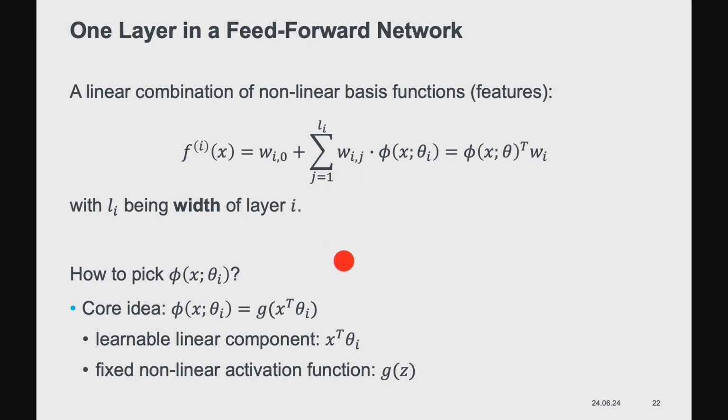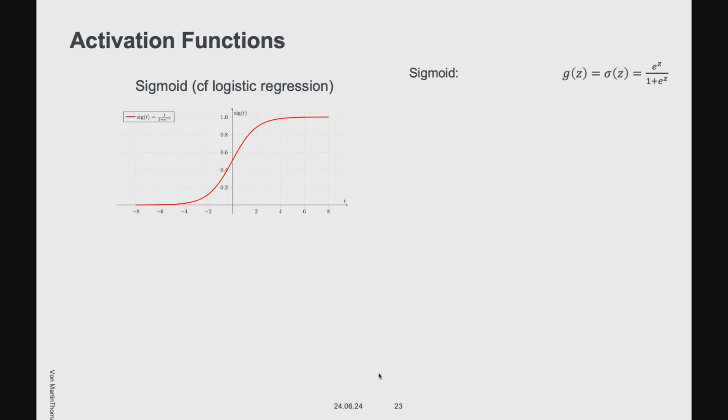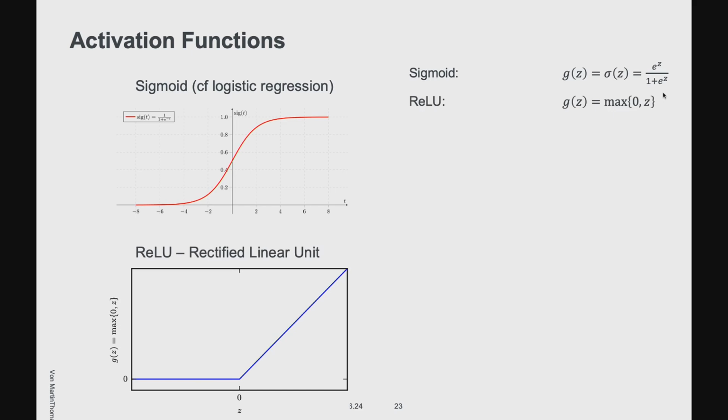So a core idea here is quite similar to what we did with logistic regression, namely, we define our function phi by saying it's g of x transpose theta or theta i. This is a linear component, and this linear component is provided to a function g, and this function g is picked, but it's nonlinear. We did a similar thing with our logistic regression where we had our x transpose beta, and that was given to the sigmoid function. Well, of course, we can take the sigmoid function again, defined as before. We can, however, also take other activation functions.